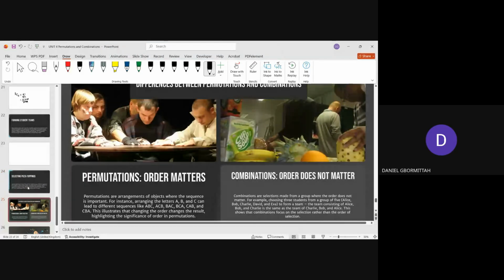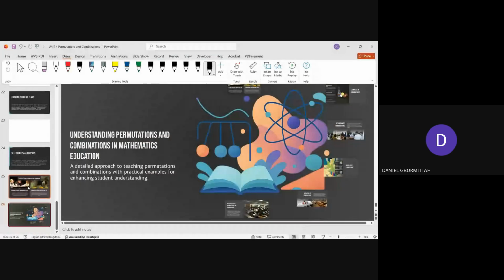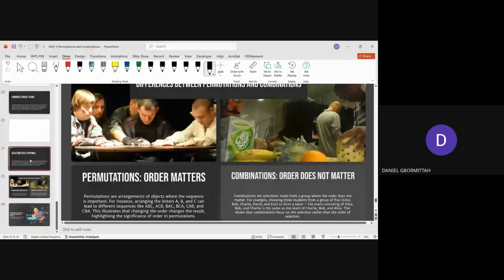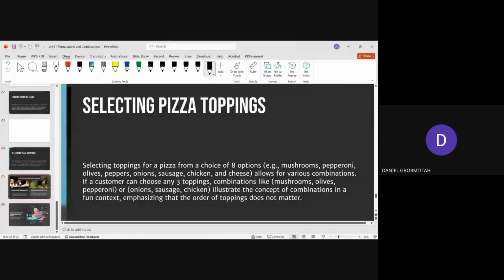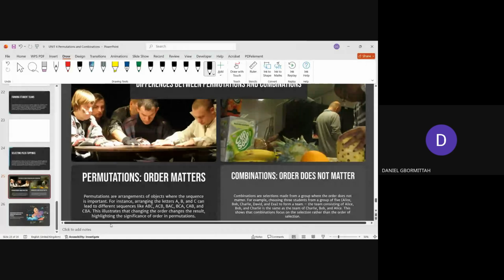We are almost done. The last example I want you to work on, then we go, is this one. You have the letters A, B, C, D. Permutations are arrangements of objects where the sequence is important. For instance, arranging the letters A, B, C can lead to different sequences. Then when we come to combination, the first one is permutation. Now, the question I want to ask you before we close, I'm coming to end the lecture.